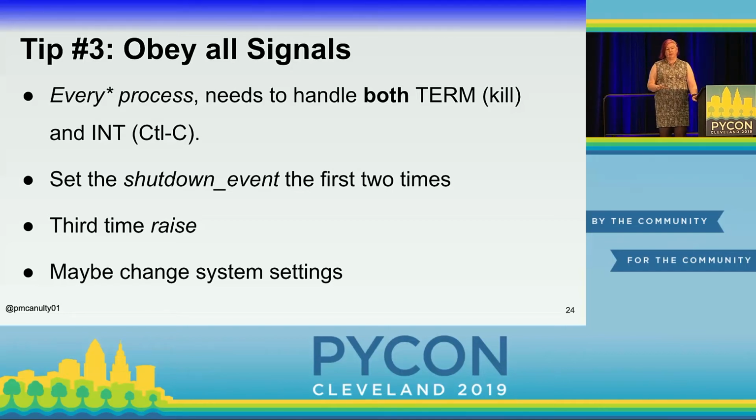Because one of the key things with multiprocessing is you want to shut everything down cleanly. You don't want to leave connections open. You don't want to have zombie processes around. And what I have found is if you can shut down cleanly, you've probably thought about all the race conditions you need to do. So shut down, set the event the first 2 times, third time raise.